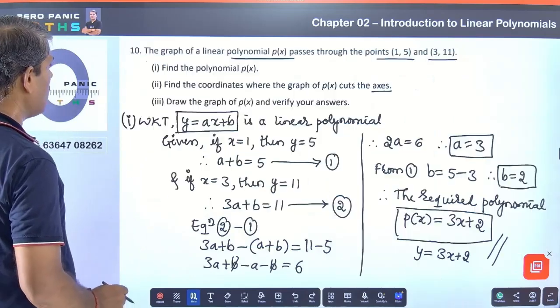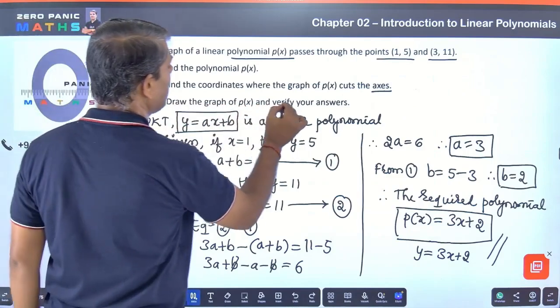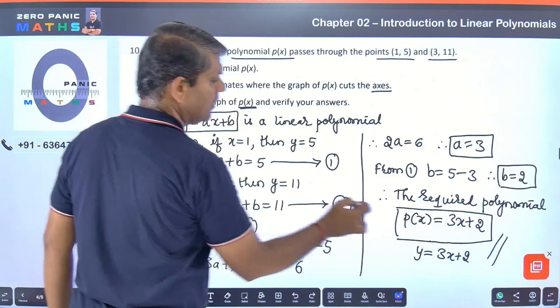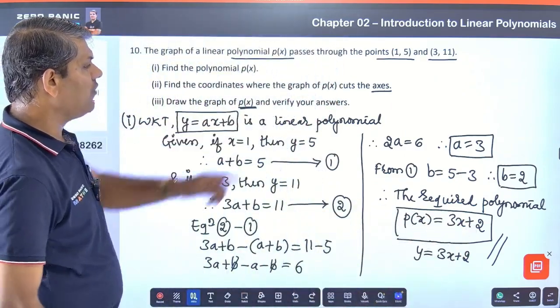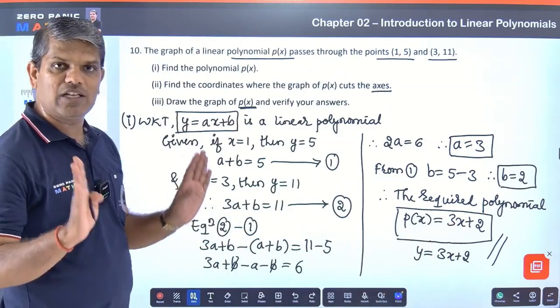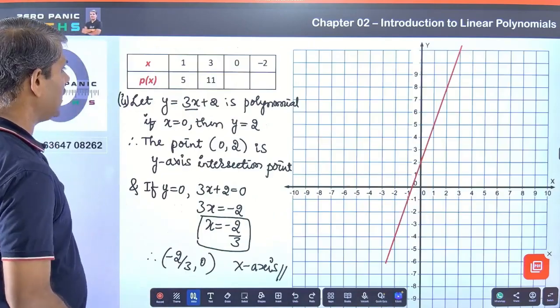And finally, what we need to do is draw the graph for p of x. What is p of x? 3x plus 2. We have to draw the graph and then verify all our answers, whether they are all correct or not. Let us do that.